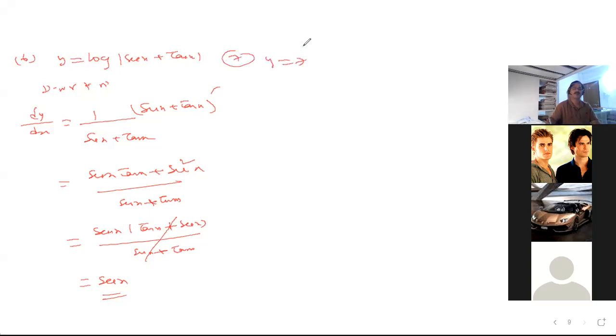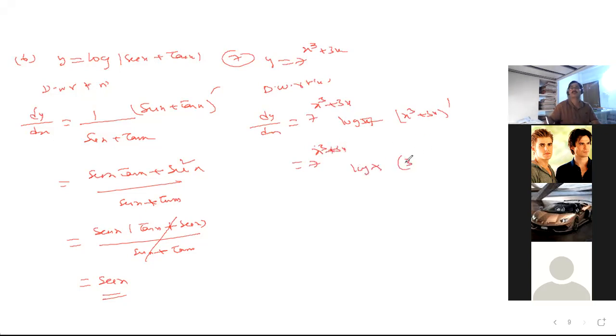Y is equal to 7 to the power of x cube plus 3x. How are you going to differentiate? Come on, guys. What am I supposed to write? 7 to the power of x cube plus 3x, log 7, next, x cube plus 3x whole dash. Yes, sir. 7 to the power of x cube plus 3x, log 7 is the first one. But here the derivative of this one is 3x square plus 3. Done, sir? Okay.